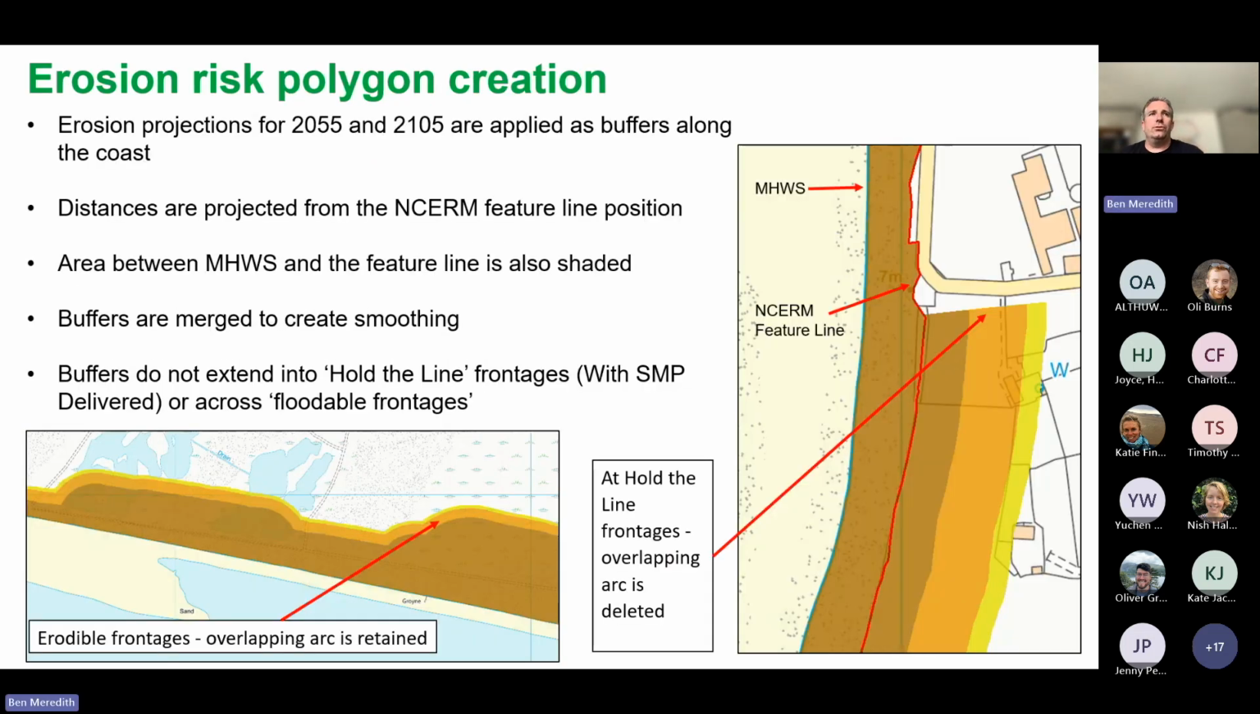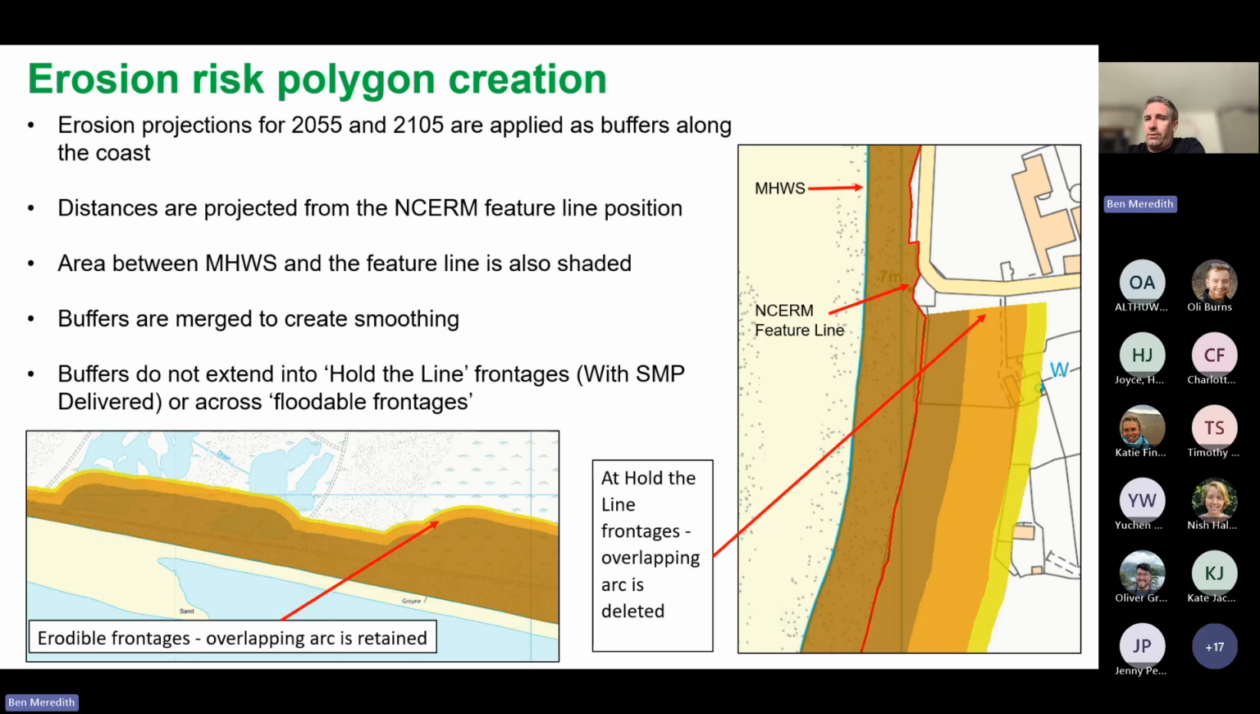So how do we use all of those methods to actually produce the risk zones on a map? In essence, it's relatively simple. We create a polygon buffer of potential erosion distance from the NSERM feature line moving inland. We produce polygons for each of the climate and management scenarios for the years 2055 and 2105. As shown in the right-hand picture, we include the area between mean high water springs and the NSERM feature line position in all of our risk polygons.